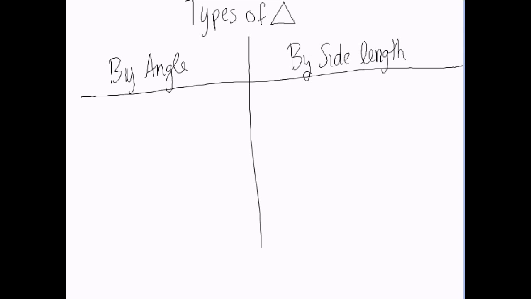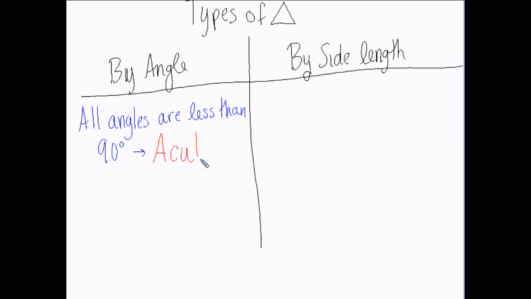And so when we're talking about a triangle by the angles, we're looking at all of the angle measures, okay? If all angles are less than 90, we have an acute triangle.